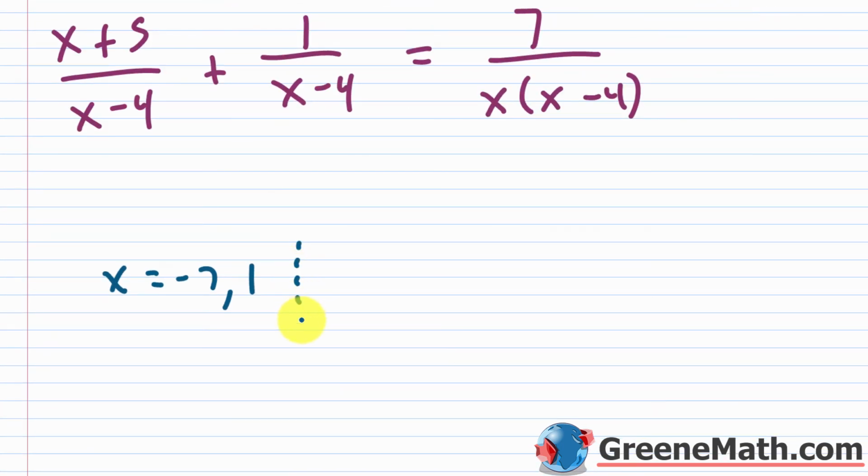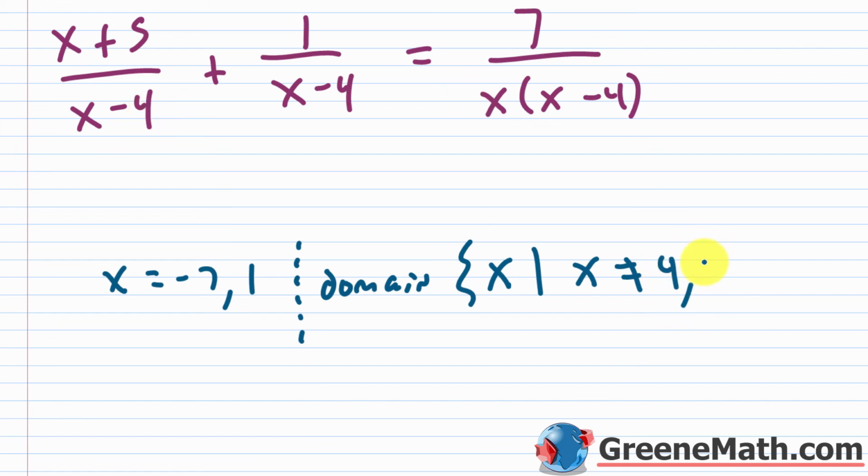All right, so for my domain, let's put this off to the side here. It's the set of all x such that x is not equal to... If you set x minus 4 equal to 0 and solve that, you would get an x value that's equal to 4. And then also you would set x equal to 0, so that would just be 0. So it's the set of all x such that x is not equal to 4, and then also it can't be equal to 0. Now here you have negative 7 and 1, so we're not violating the domain.